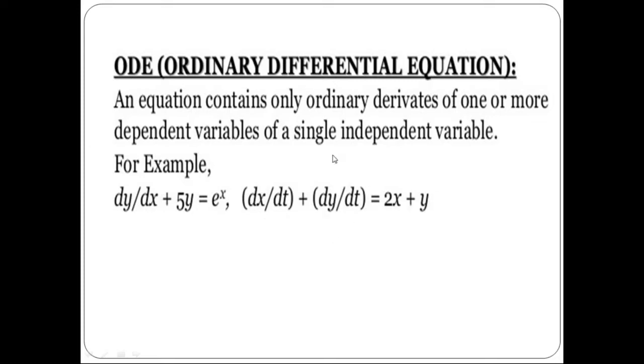Here is the second example: dx by dt plus dy by dt is equal to 2x plus y. Here x depends upon t and y depends upon t, meaning x and y both are dependent variables and the independent variable is only t. It means this is an equation which contains ordinary derivatives having two dependent variables and a single independent variable, that is t. So these are all about ODE, ordinary differential equation, which we already covered in the previous lecture taken in the class.